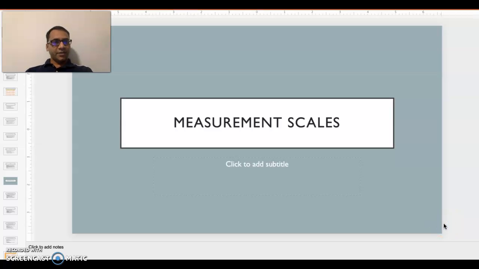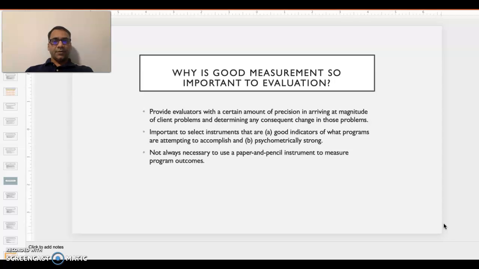In this presentation, we'll be talking about measurement scales. Before we begin, we need to understand why good measurement is extremely important for evaluation.